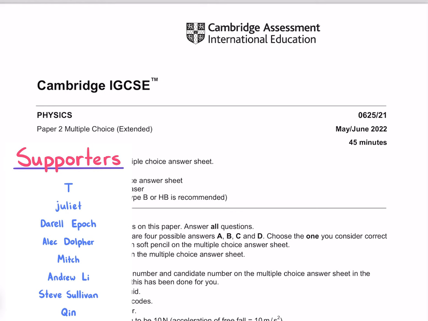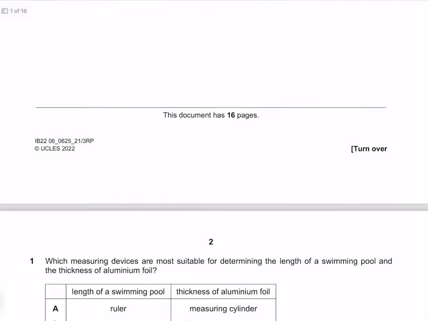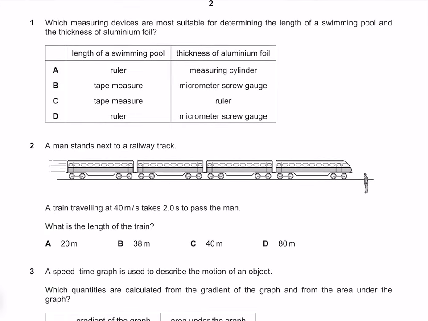In this video, I'll be going through the 2022 May-June IGCSE Physics Multiple Choice Extended Paper Version 1. Which measuring devices are most suitable for determining the length of a swimming pool and the thickness of aluminium foil?